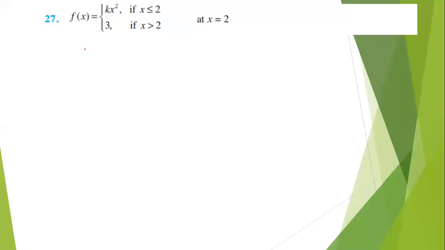So all of you try to do it. What is the functional value at x is equal to 2? What is f of 2? See, when x is equal to 2, what is the function they have given? It is k into x square. So what will you get? K into 2 square. So what will that be? 4k, isn't it? Correct?